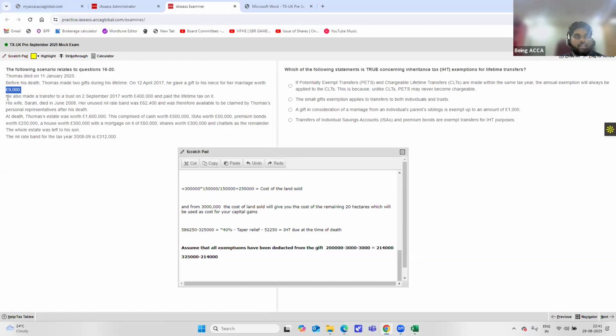Okay. His wife Sarah died in June 2008. Her unused nil rate band was 62,400 and was therefore available to be claimed by Thomas's personal representatives after his death. Okay. At death, Thomas's estate was worth 1.6 million. This comprised of cash worth 500,000, ISAs worth 50,000, premium bonds worth 250,000, a house worth 300,000 with a mortgage of 60,000, and shares worth 300,000 and chattels. As a reminder, the whole estate was left to his son. Because the whole estate was left to his son and there is a main residence house available, so residential nil rate band would also be available.